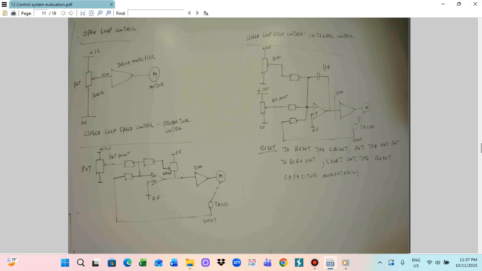So this is the open loop control. Open loop control means that it does not provide any feedback. So only depending on the input voltage, the motor will be running. So this is the open control system. Now, from this open loop system, we have to utilize the closed loop speed control. In this case, the proportional control we have to utilize. The closed loop speed control, or proportional control.